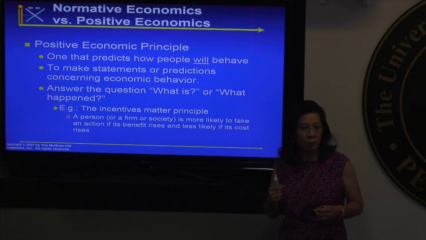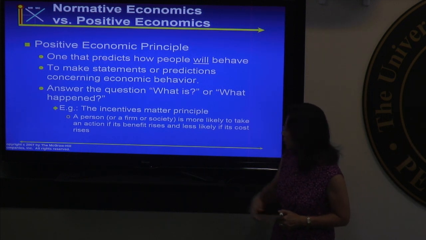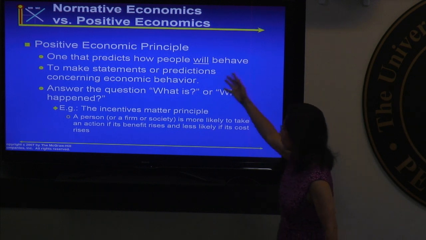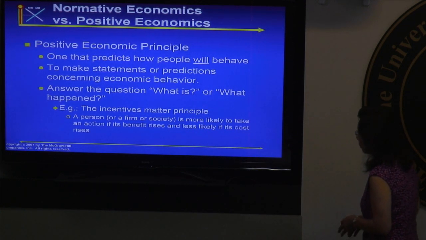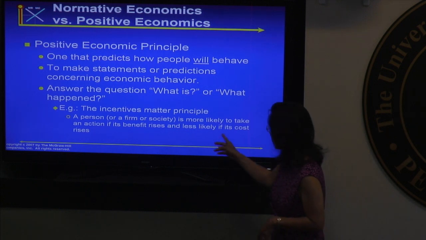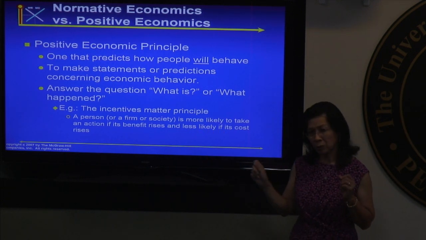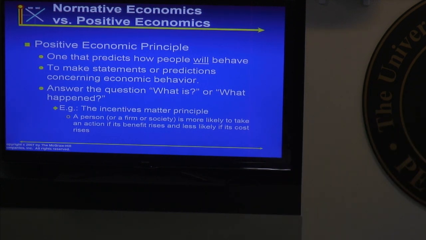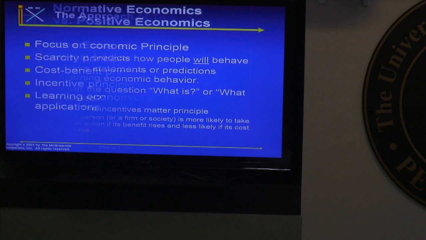The other question is more like judgment: should we do this, should we do that? That's just an example of the kind of question you can expect from the test we'll have next Monday. For example, a person is more likely to take an action if its benefit rises and less likely if its cost rises. This is quite a concrete statement, and you could put it in numbers. If we start calculating economic surplus and see whether the number is positive or negative, you are definitely getting into a positive economic statement, unlike the normative economic statement.